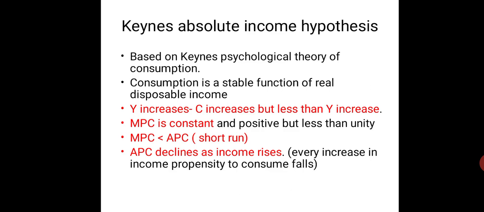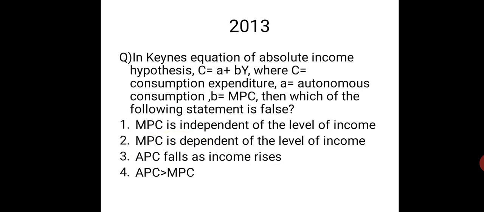With every increase in income, propensity to consume will fall, and APC will always be greater than MPC, and this consumption function of Keynes is always related to the short run, because we know that Keynes believed that in the long run we are all dead. So the last two options are also correct. APC falls as income rises is correct, and APC is greater than MPC is one of the biggest findings of Keynes theory.